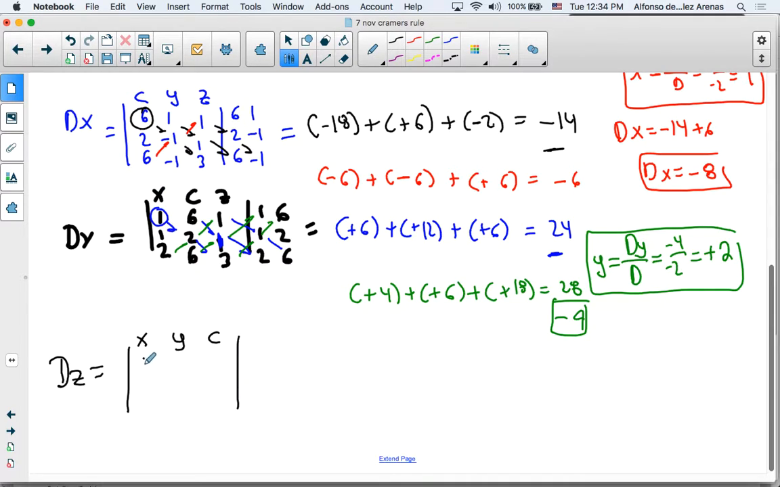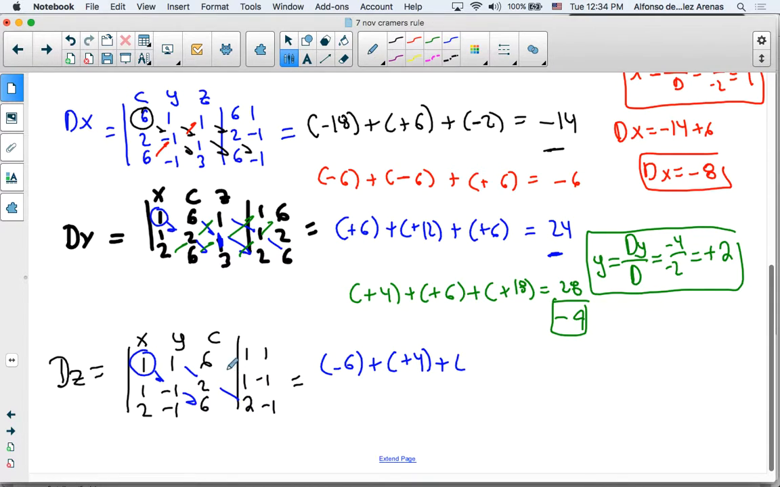The column of x is 1, 1, and 2. The column of y's is 1, negative 1, and negative 1. And the constants are here, 6, 2, and 6. Repeat the process. 1, 1, and 2. 1, negative 1, negative 1. Begin with 1, 1. First multiplication is negative 6, plus second multiplication is positive 4, plus third multiplication is negative, there is a negative sign, 6, equals negative 12 plus 4 is negative 8.